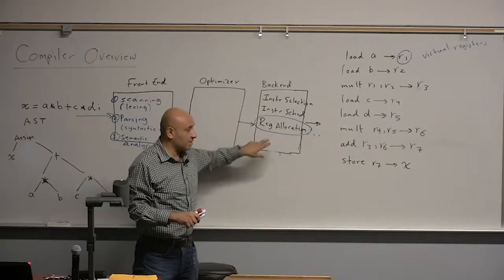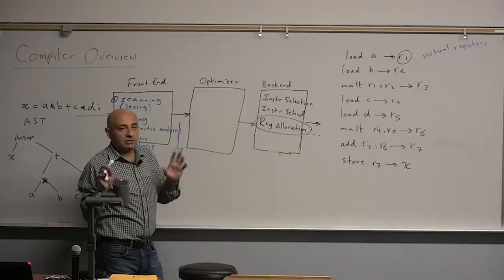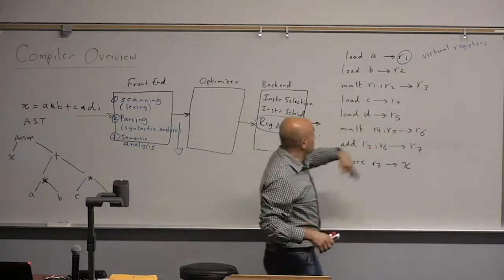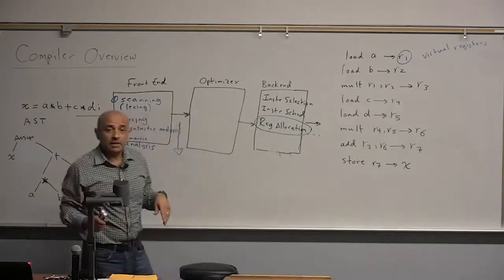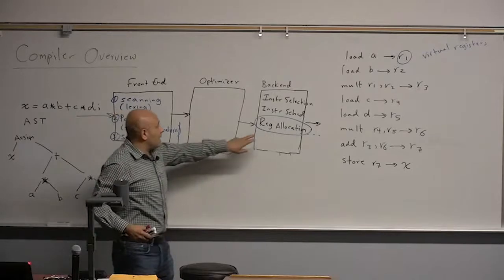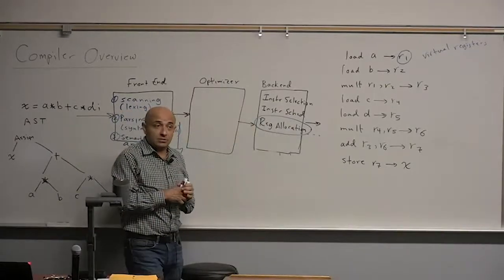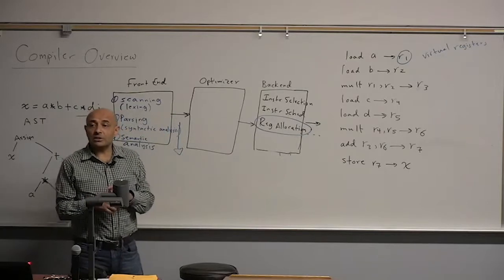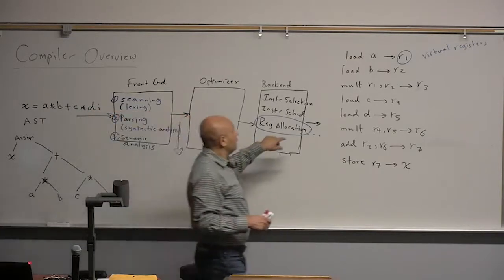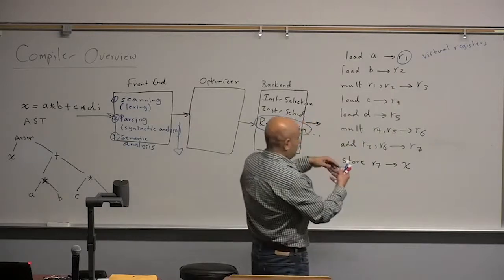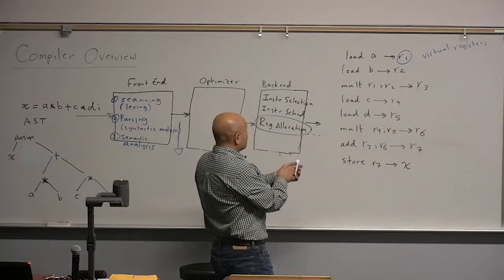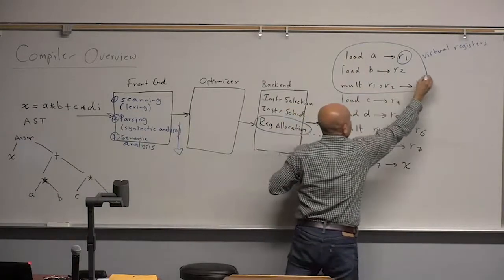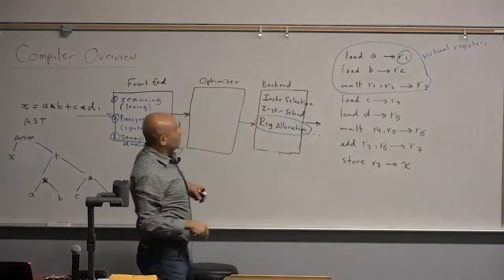So register allocation is something that we need to understand. We need to understand the problem of register allocation. So this is one observation. This is something that is done in the back end, mapping virtual registers into physical registers. Questions?